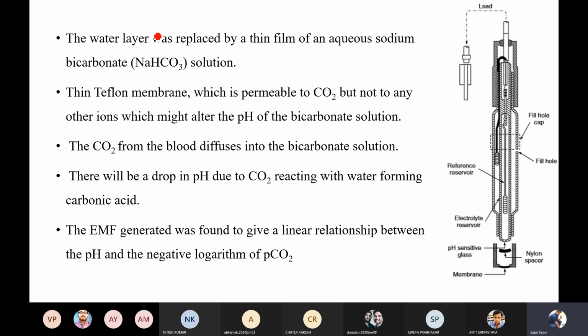Okay, so let us see here. The solution that we are taking here is NaHCO3. NaHCO3 solution will be taken, and a thin Teflon membrane will be used in this particular device. So you can see a membrane here, a thin Teflon membrane on the right side. Are you able to see the image on the right side? Yes, sir. Okay, so here you have a thin Teflon membrane, here the NaHCO3 solution, and here a pH sensitive glass.